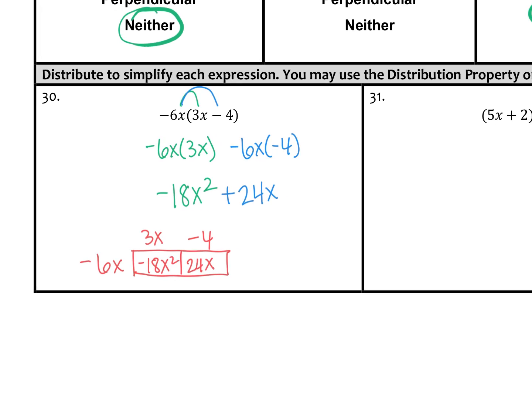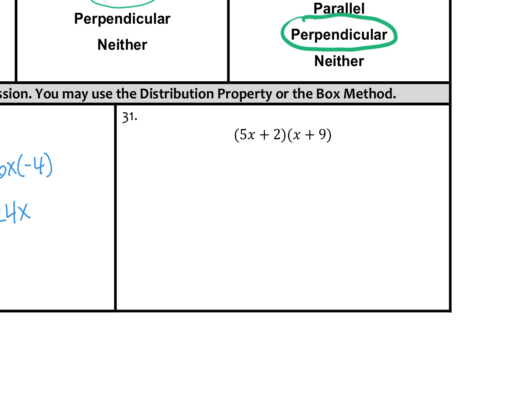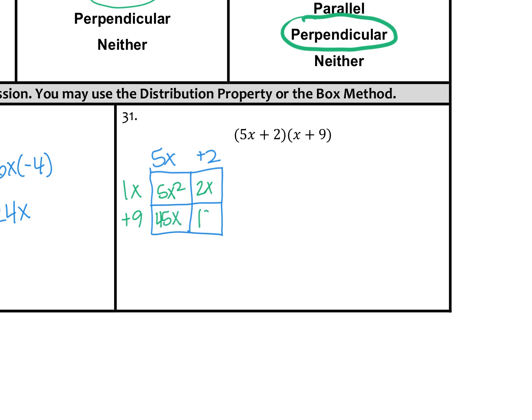Oops, squared. Okay, 31, again, you can use the box method. So 5x plus 2, x plus 9, so 5x squared, 2x, 45x, 18. Add those like terms.